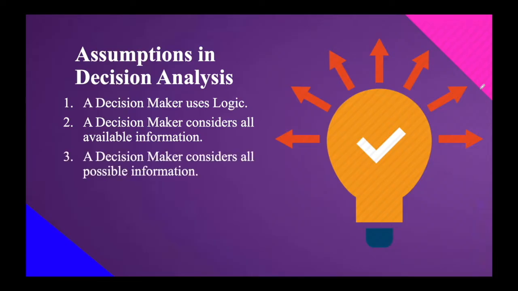Okay, so for the third assumptions, a decision maker considers all possible information. Take note, available information is different from possible information. Later on, we will try to differentiate these two, possible information versus the available information. And if you'll notice, guys, all these assumptions are the same with decision theory. Kasi itong dalawang topics na to, they are working hand on hand. Mamaya makikita ninyo kung paano sila nagkapareho, no?